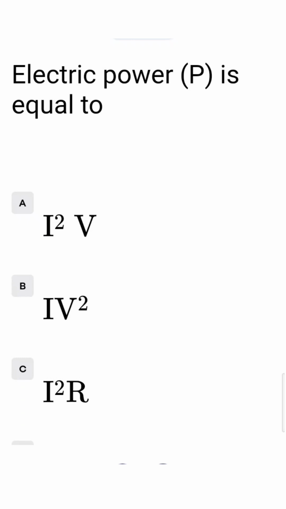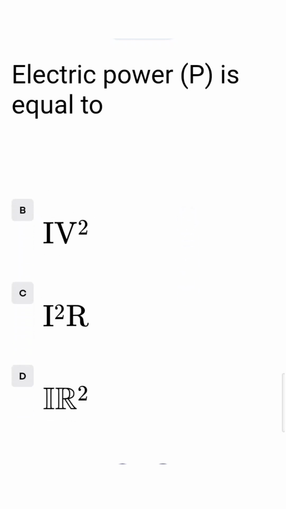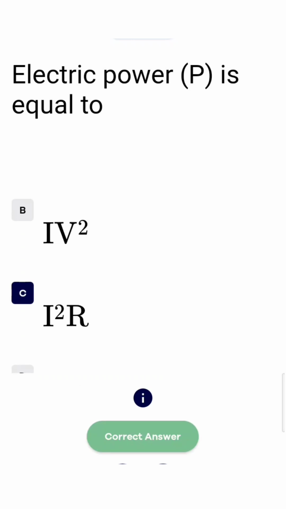Electric power P is equal to: option A: I square V, option B: I V square, option C: I square R, option D: I R square. The correct answer is I square R, that is option C. So we tick option C, that is I square R.